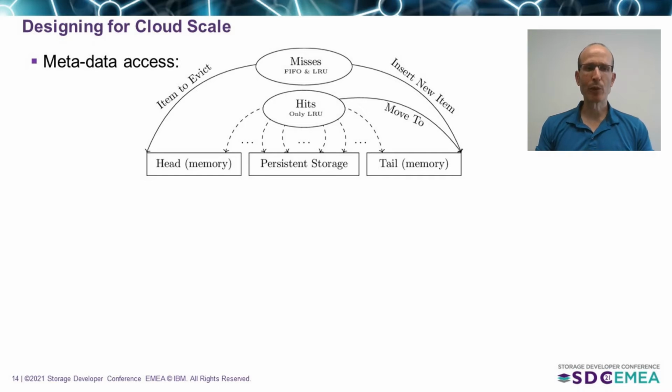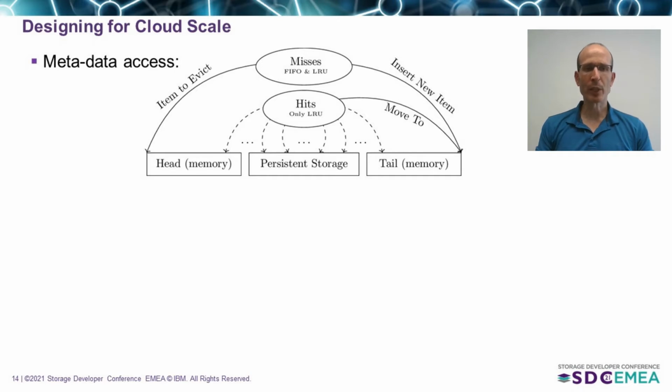So while the body of both FIFO and LRU are on persistent storage, a set of recently inserted items and a set of candidate items for eviction is kept in memory. Upon a data miss, we need to insert a new item and update the metadata both for FIFO and LRU. But upon a data hit, we only need to update the LRU metadata. We do not need to update the metadata for FIFO.